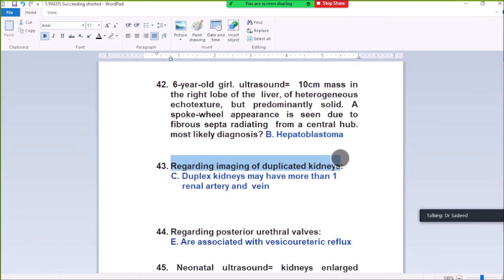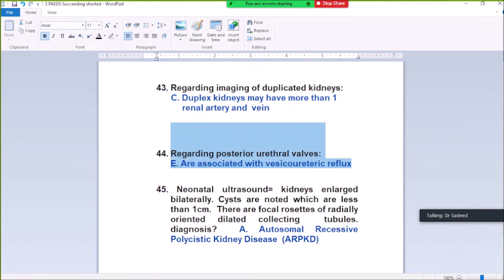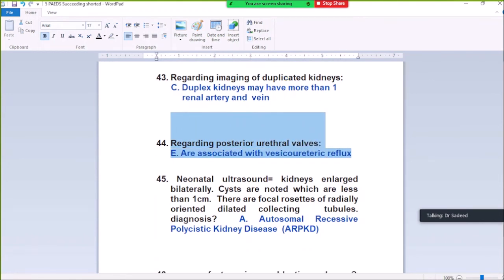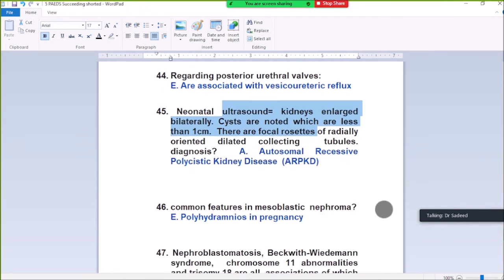43. Regarding imaging of duplicated kidneys, duplex kidneys may have more than one renal artery and vein. 44. Regarding posterior urethral valves, they are associated with vesicoureteric reflux. 45. Neonatal ultrasound shows kidneys enlarged bilaterally, with cysts less than 1 cm, and focal rosettes of radiating collecting tubules, diagnosed as autosomal recessive polycystic kidney disease. Obviously in a baby, autosomal recessive polycystic kidney disease.